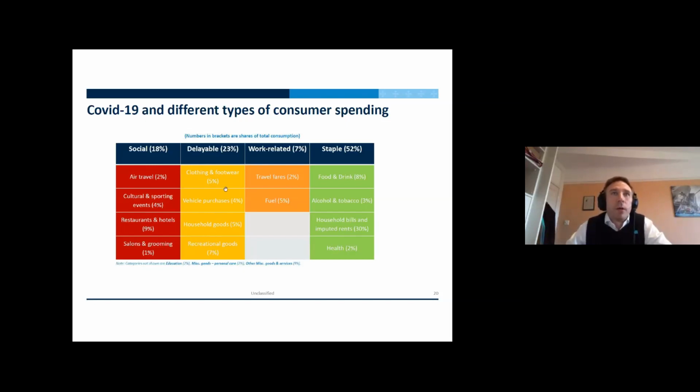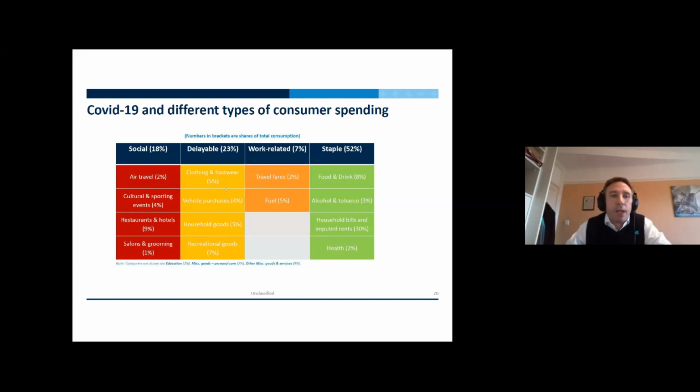Now this will also be hit by direct restrictions, but with a couple of big differences from social spending. Firstly, you can buy quite a few of these things online, so you can still get them even if the shops are shut. That's not the case with social spending. You can get takeaway food, but you can't go on holiday whilst you're under lockdown or something like that. The second difference is that there's more scope to catch up with consumption of these goods once lockdown ends.